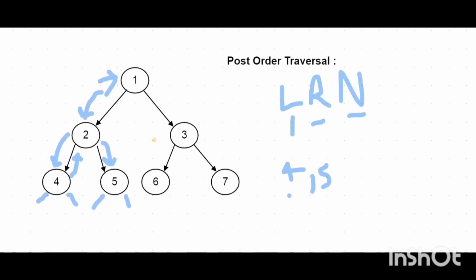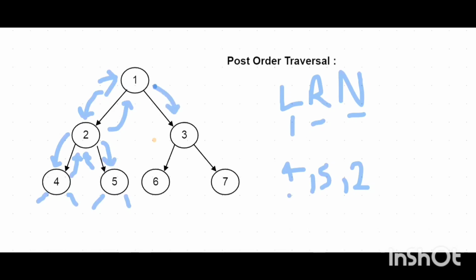For node 2, we have visited the left child or left side. We have visited the right side. Now we are ready to visit node 2. After visiting node 2, we move back to node 1. For node 1, we have visited the left side. Now we move on the right side of node 1. We have the right child 3 for node 1.